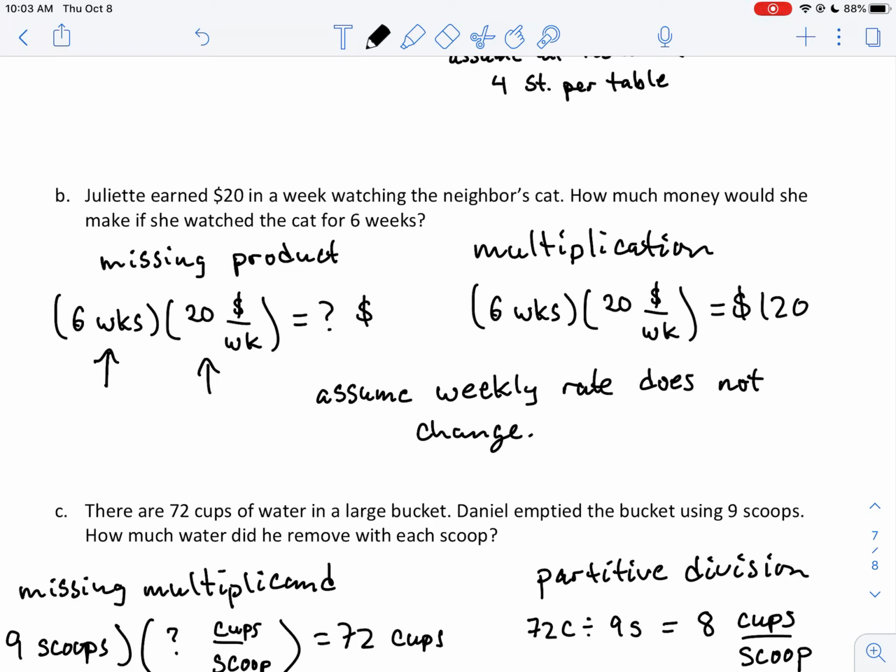We do 6 weeks times $20 per week. It gives us $120. And of course, we are assuming that her weekly rate does not change. Notice she just says that once she made $20 a week watching the neighbor's cat. So we make the assumption that that will continue at the same rate over the 6 weeks.